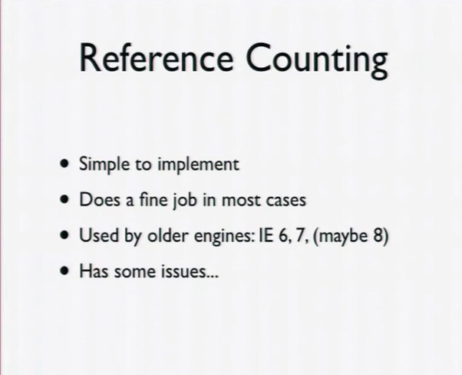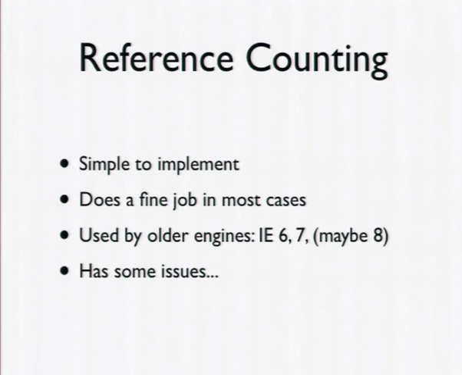So reference counting is actually pretty simple. You just keep a tally. As the interpreter goes along, it can know when something's being referenced or not being referenced, and just go up and down in the reference count. When it reaches 0, it's done. It's used by older engines. I know the JScript engines for IE6 and IE7 use it. I've heard that IE8 might use it, but I'm not 100% sure on that, to be honest.